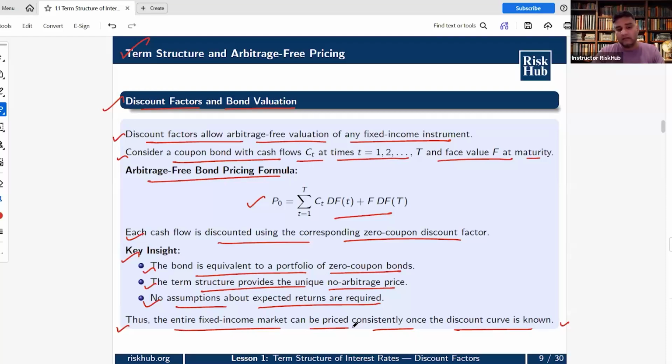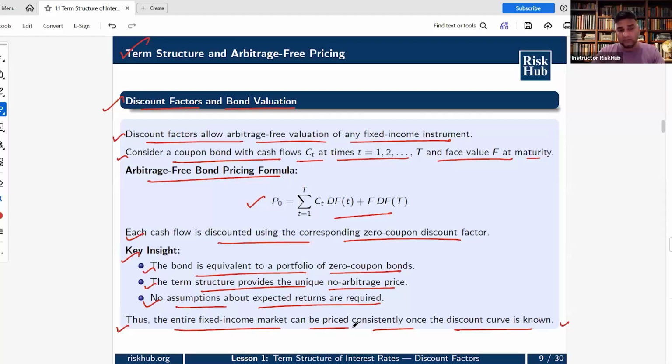One clarification I'll add here is that this prices default-free cash flows off a matching curve, right? A corporate bond needs discount factors that already contain the issuer's credit spread, or a separate spread added to the rate. The formula assumes the final coupon C sub capital T and the face value F are two separate terms. In practice, they arrive together. So the last cash flow is CT plus F, right? So do not count any of them twice, right?